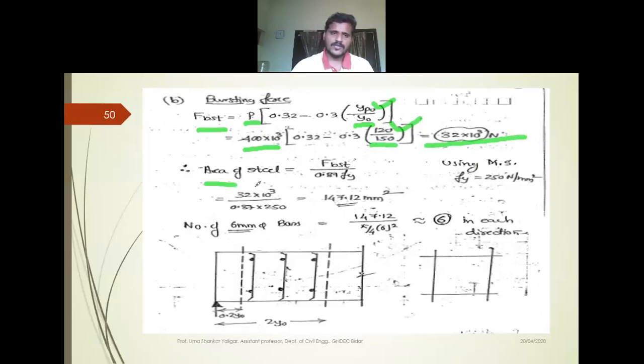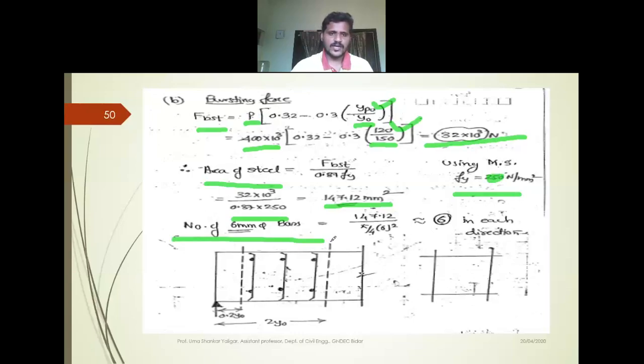Then you calculate the area of steel, bursting force divided by 0.87 fy. Substitute the values, then you will get 147.12 mm square. But here I think we have to use Fe 415 because of what the question has given. This is one correction, please make this correction. It is not 250, we have to use Fe 415 because in the data he has given it so. Or otherwise, you make the correction in your question. If you take it as Fe 250 MPa in the question, then it is no problem.